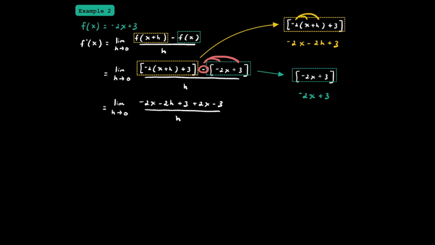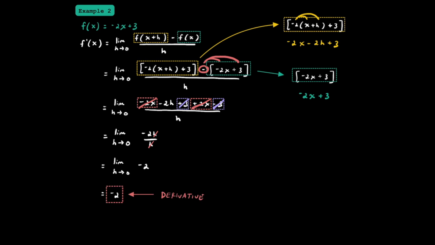Now let's look to simplify a bit more. Negative 2x and 2x are going to cancel out, as well as positive 3 and negative 3. From there, we're going to have negative 2h over h. Now let's just cancel out this h and this h, and we're going to get negative 2. The limit as h approaches 0 of negative 2 is just negative 2. Negative 2 is the derivative, aka the slope of the tangent line at any given point on this function.